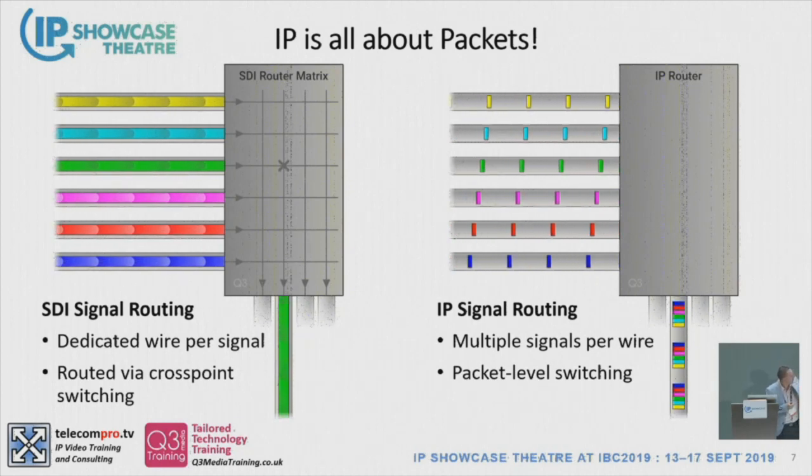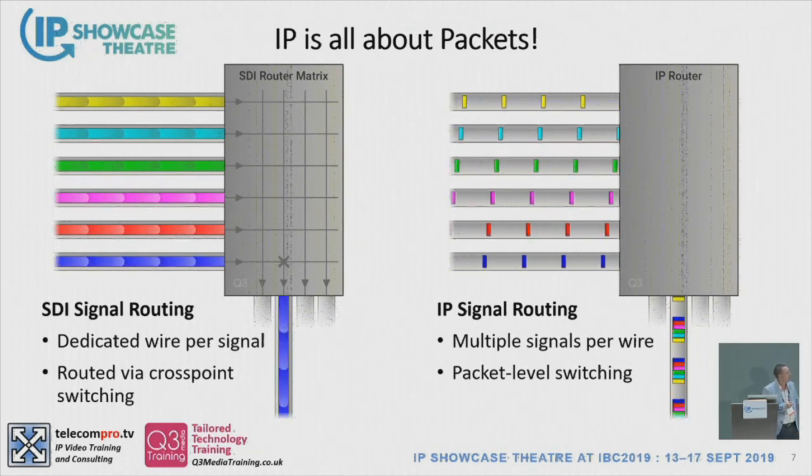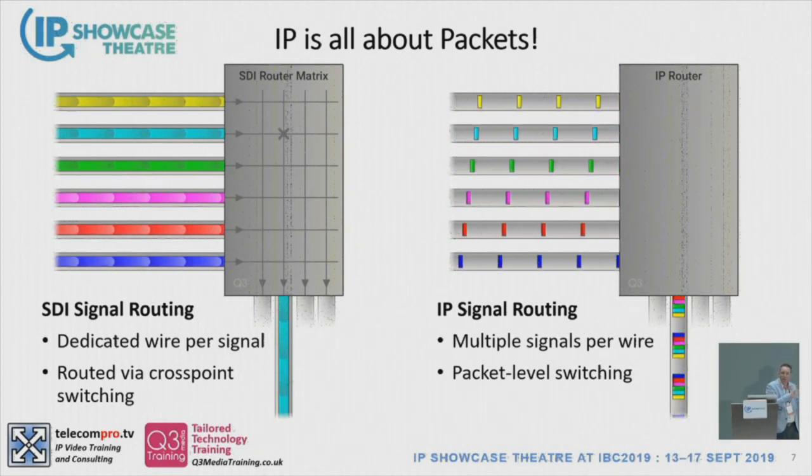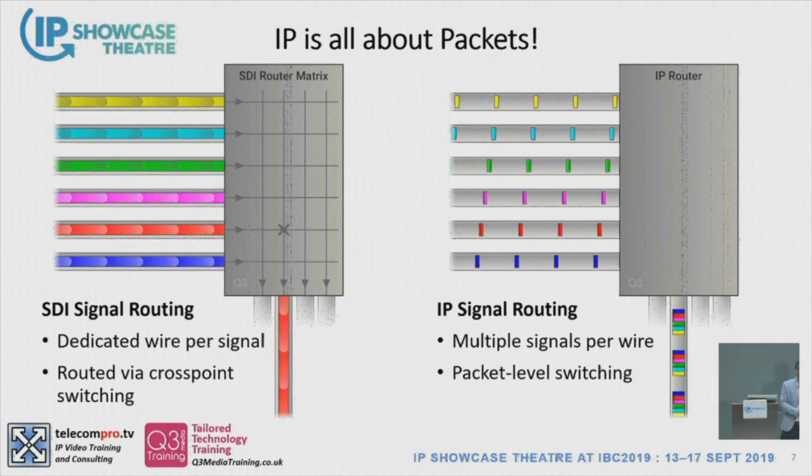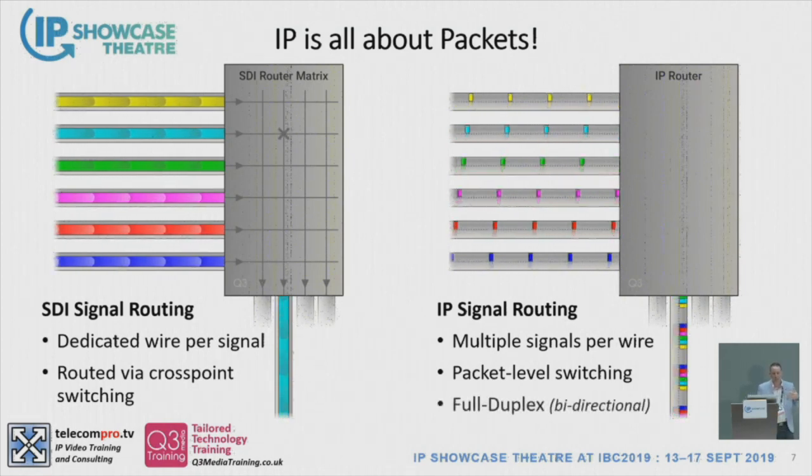So the packets are relatively small. But what it means is we can switch things at packet level, and we can send multiple signals down a wire. But more than that, fundamentally, all IP connections have two paths, a send and return. They're full duplex. Every Ethernet cable you plug into your laptop or every fiber that we're plugging in can go both ways. So as well as sending signals one way, we can send other data back the other way.